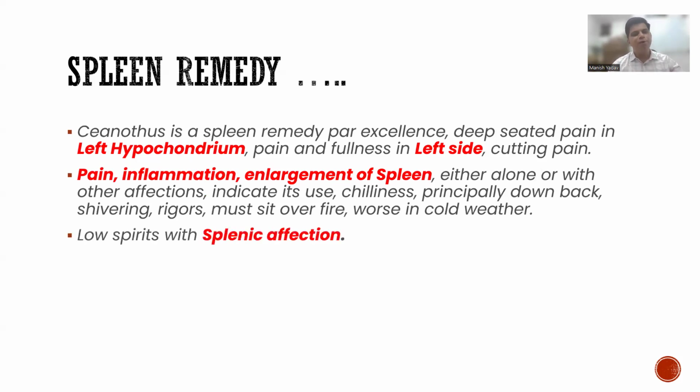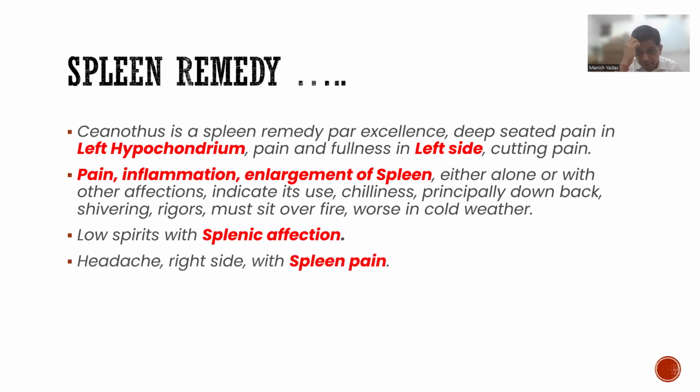Now there's one very good mental concomitant. It says low spirits with splenic affection. Nair writes down sad with spleen affection. It means the patient has the organ disease, whether the spleen is affected by leukemia or any blood disorder or any disease which affects the spleen. But emotionally and mentally, you will find low spirits, meaning the patient is depressed, the patient is sad.